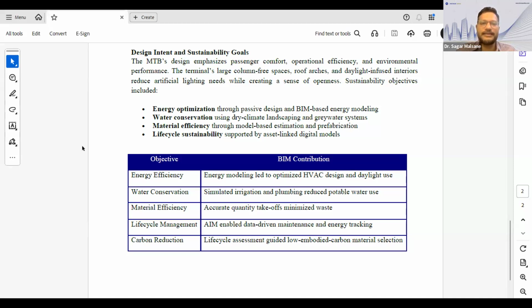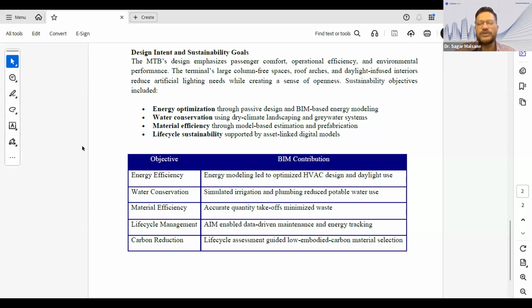And then life cycle sustainability. As I said before, AIM, which is asset information model. So asset information model based decision making really helps in carrying out data driven maintenance very effectively, and also the consumption of energy. So energy tracking can also happen through that.